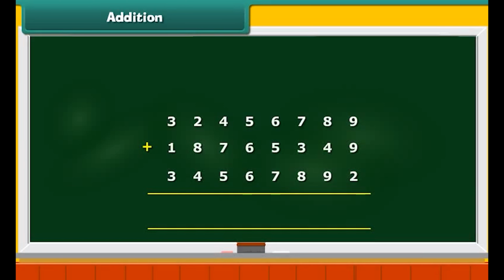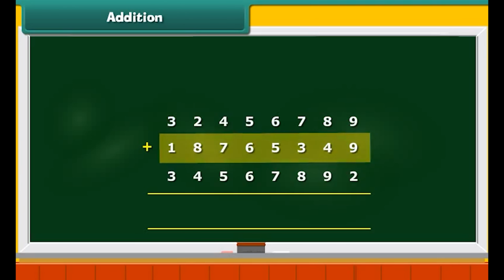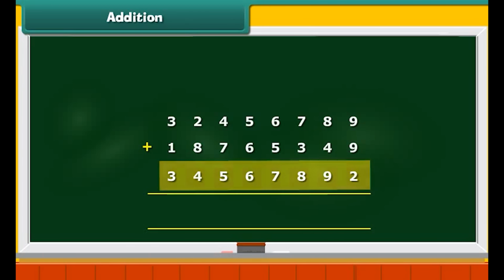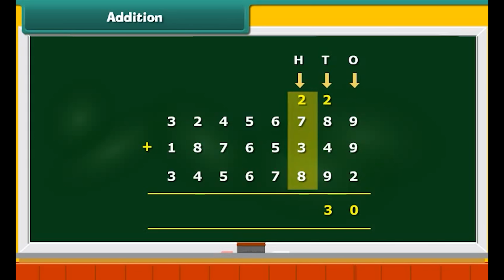Let us now learn to add large numbers. We begin with the addition of 3 large numbers: 324567891, 87653499 and 34567892. Draw the Indian place value chart. Arrange the numbers one below the other. Add the numbers. Start with the digits at the ones place. Then proceed to tens place, hundreds place, and so on.